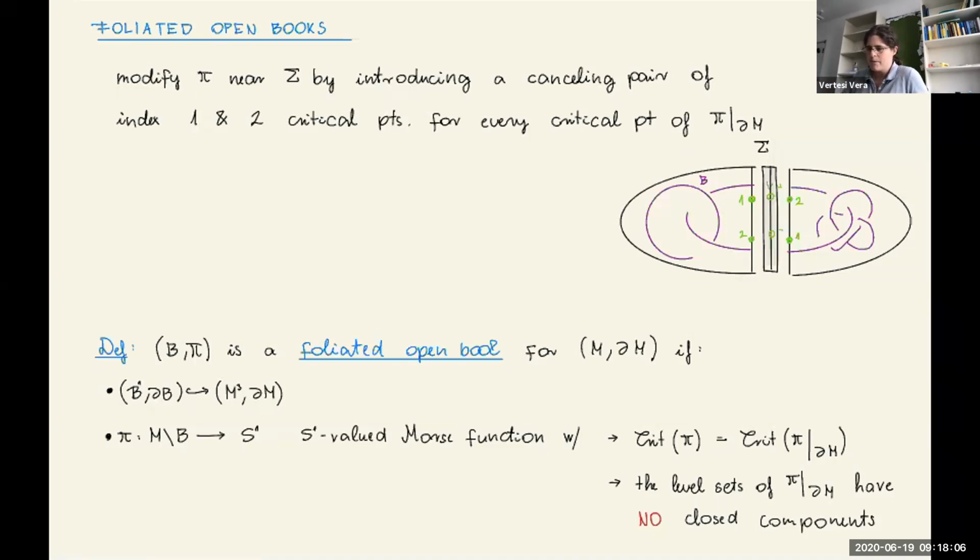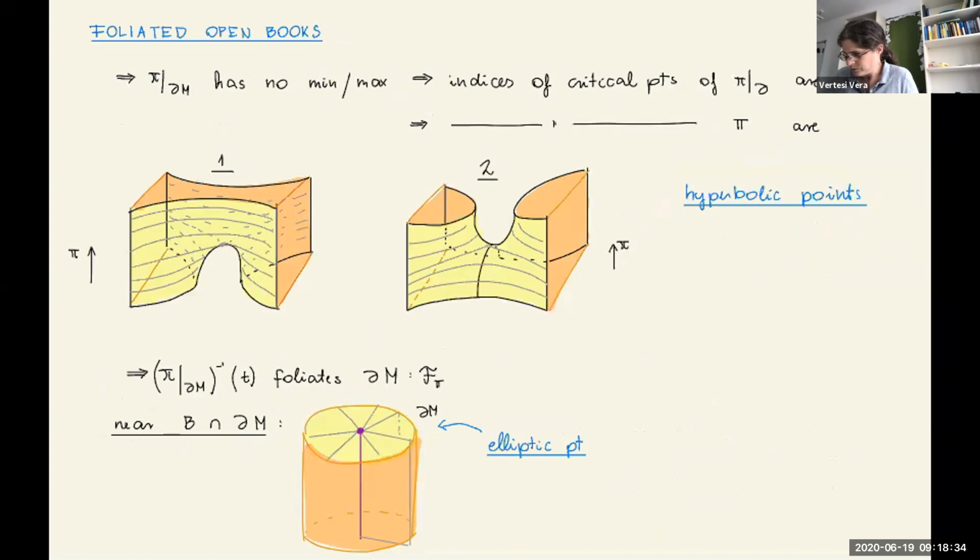So you have one manifold which is properly embedded in your 3 manifold, and then the complement of it has an S1 valued Morse function, and the critical points of the S1 valued Morse function agree with the critical points when you restrict to the boundary, and the level sets cannot have closed components. So this means that if you cannot have closed components, then you're not allowed to have minimums and maximums. So you can only have index 1 critical points for the boundary.